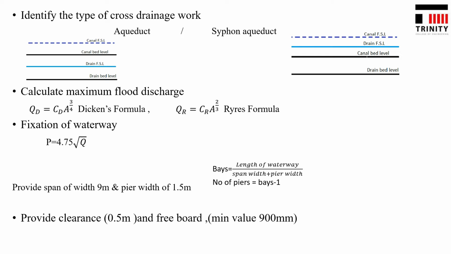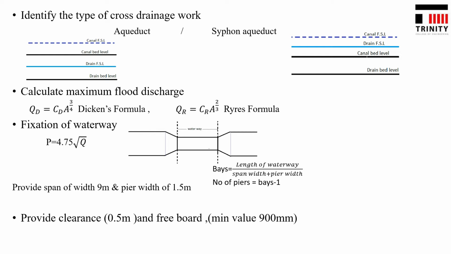Next is the fixation of waterway, that is the fixation of canal waterway. By Lacey's theory, the wetted perimeter P is equal to 4.75 root Q. In length of the waterway, P is equal to L. So L will be equal to 4.75 root Q.